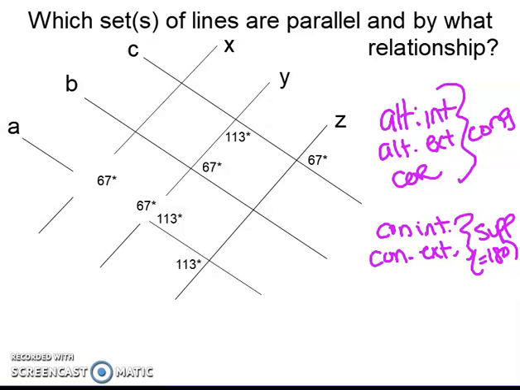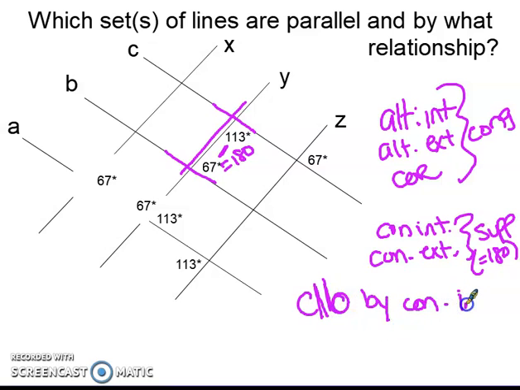Now, if we look, well, that erased some of my lines. If we look, I have a consecutive interior pair here. They equal 180. So I need to look, they both fall on transversal Y. That tells me these two are my parallel lines. So C is parallel to B by consecutive interior.